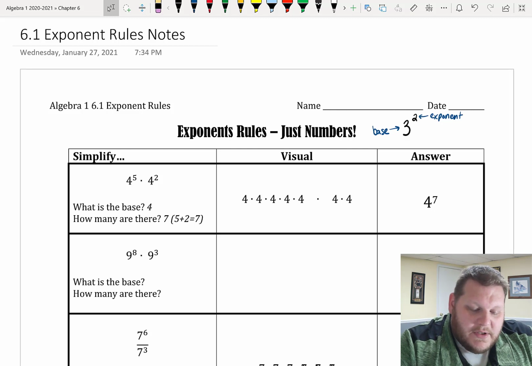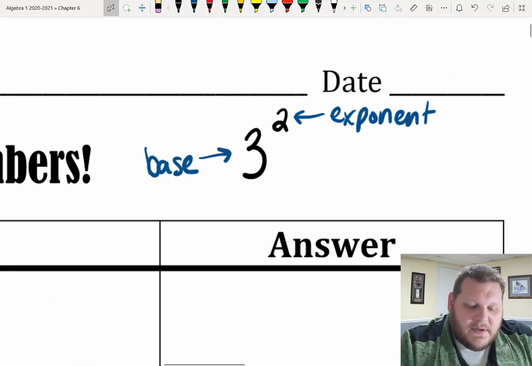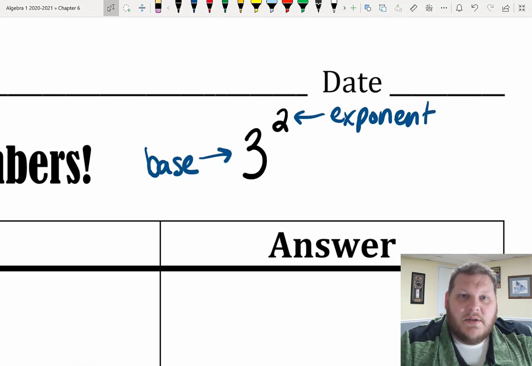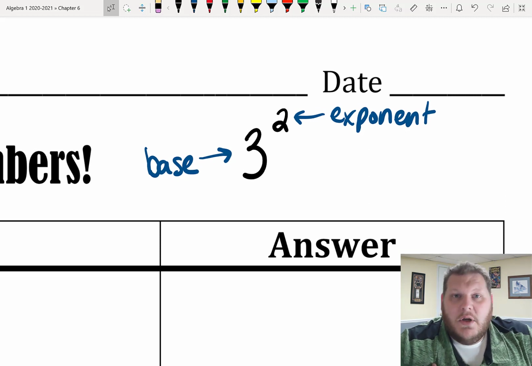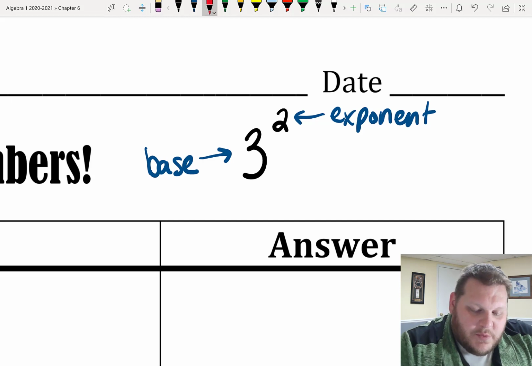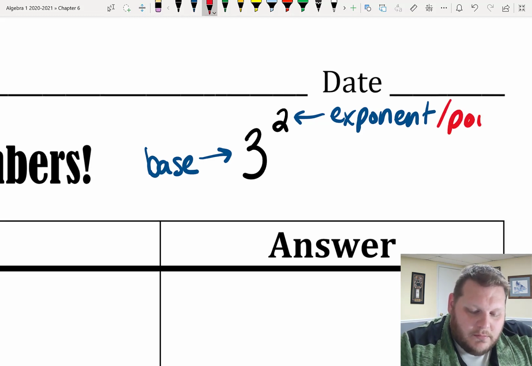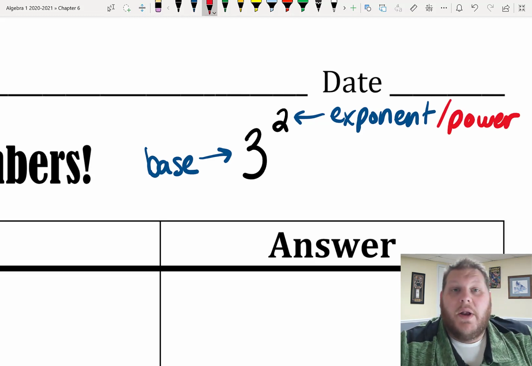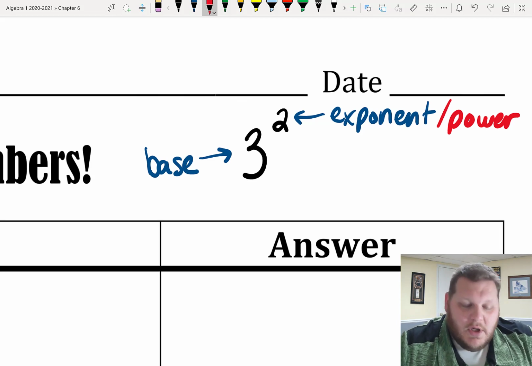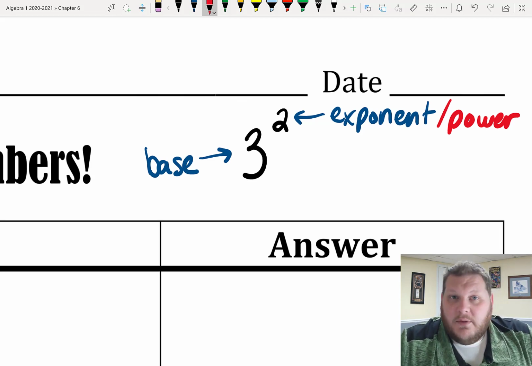Before we get too far into it, I just want to remind ourselves of some vocabulary, so that you know, and I know, when I say a base or an exponent, or sometimes we call it the power, which number I'm referring to. So this is an exponential term. It has a base and it has an exponent.